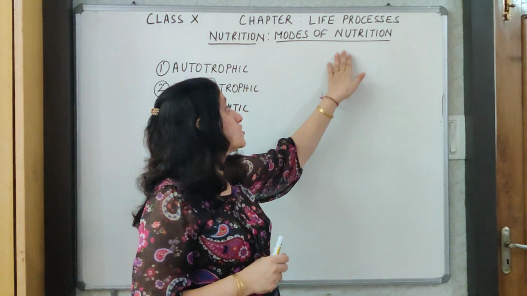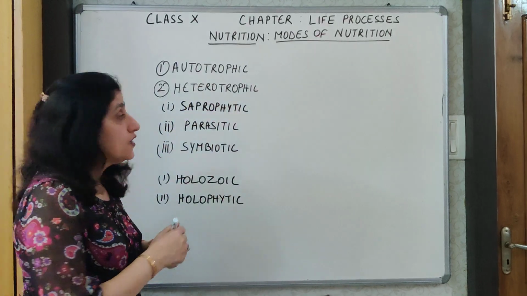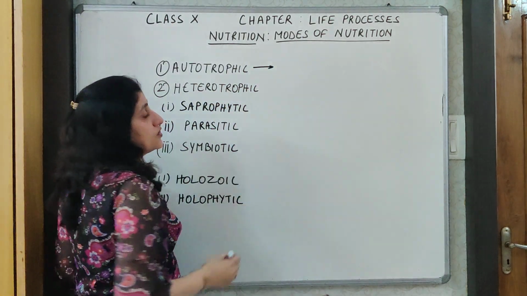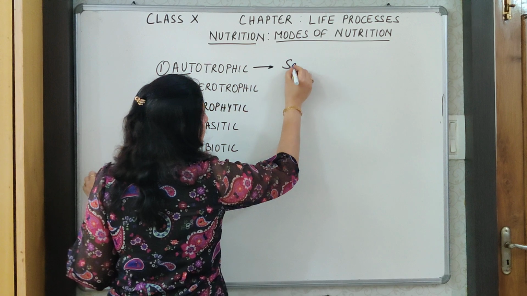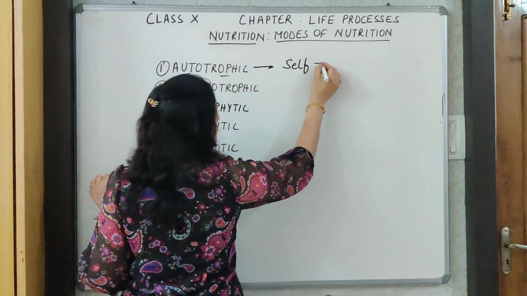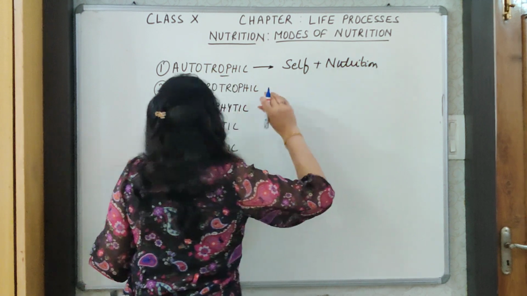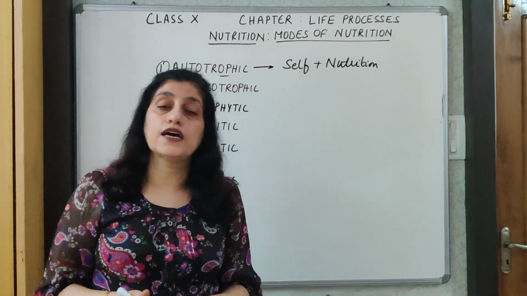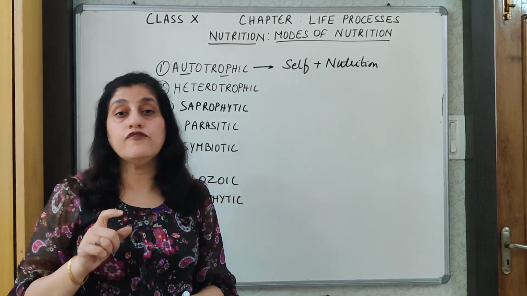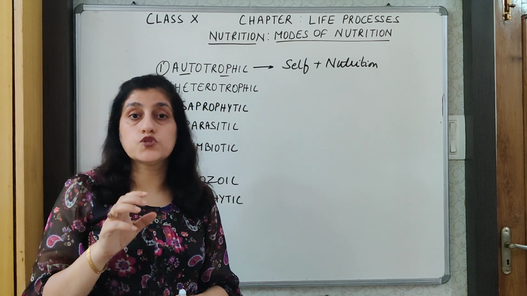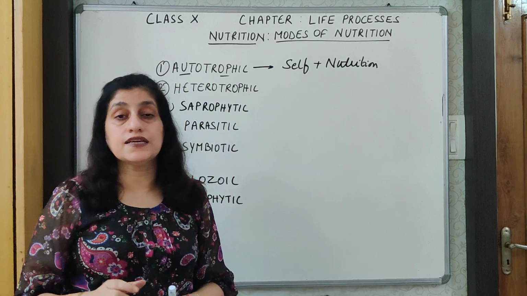Talking of the modes of nutrition, there are mainly two modes of nutrition, autotrophic and heterotrophic. Understanding autotrophic nutrition first. The word auto means self and the word trophic means nutrition. So, the nutrition by self is known as autotrophic nutrition. And this is the type of nutrition by which an individual can manufacture its own food using simple inorganic substances.